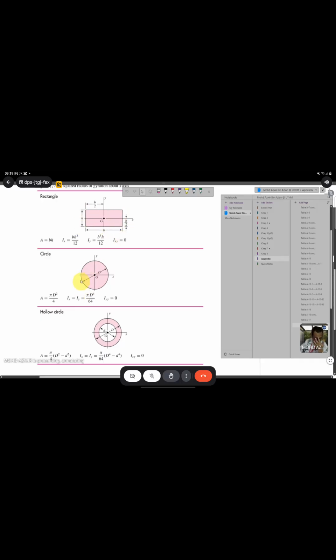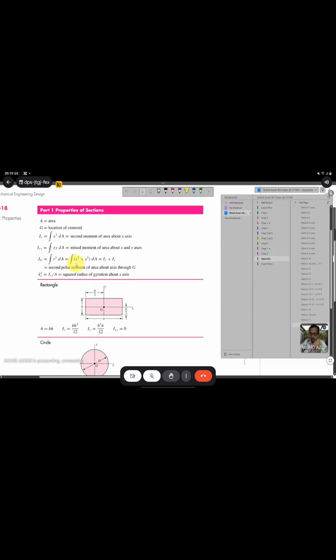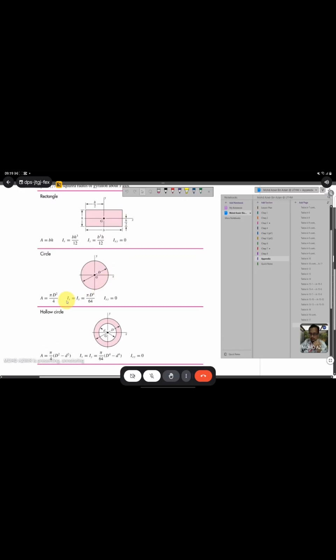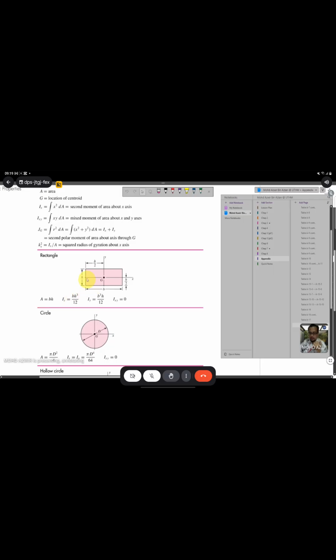Okay, and for a circular section, IX and IY is pi d to the power of 4 divided by 64. And the J value, J is the summation of IX and IY. So for a circular section, you get pi d to the power of 4 divided by 64 plus pi d to the power of 4 divided by 64, you get pi d to the power of 4 divided by 32. The summation of this one. If the section is rectangular, you need to sum these two things. Okay.